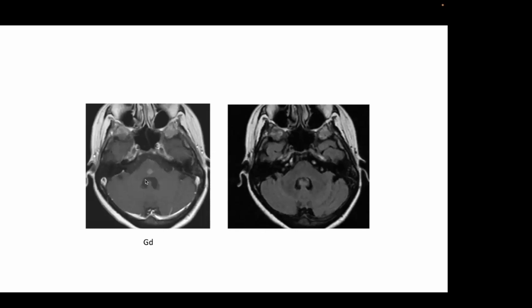Here's yet another capillary telangiectasia. Again, in the pons, this one's right in the midline. Again, very difficult to see here on the FLAIR scan. So typical location, typical appearance.